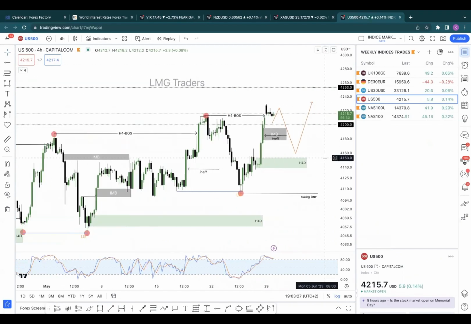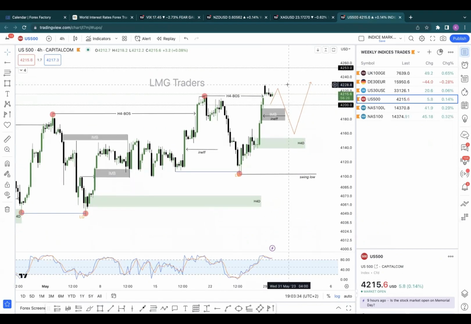We'll see once the markets are fully functioning tomorrow after today's bank holidays, and then I'll send an update on this. So far in the group, I did send out that I'm anticipating a breakout of this and eventually a pullback, and then price continuing to the upside.